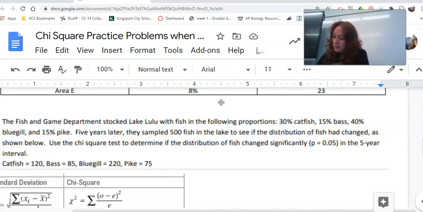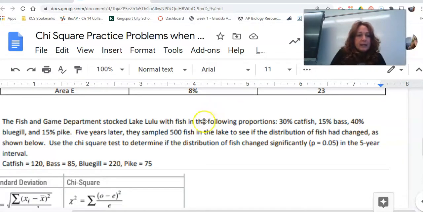But anyway, so I had catfish, bass, bluegill, pike. Pike are scary. 30%, 15%, 40%, and 15%. Okay? And then they said 5 years later, they go out in the lake, and they sample 500 fish in the lake. That's a lot of fish to sample. To see if the distribution, that's a better word, of fish had changed, as shown below.